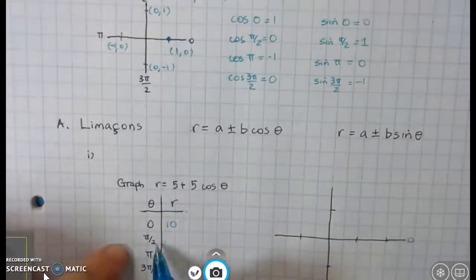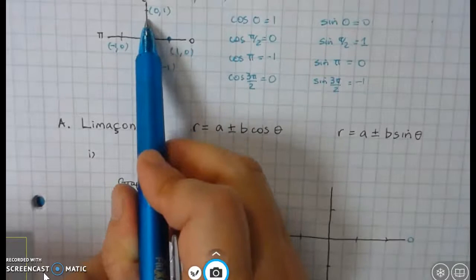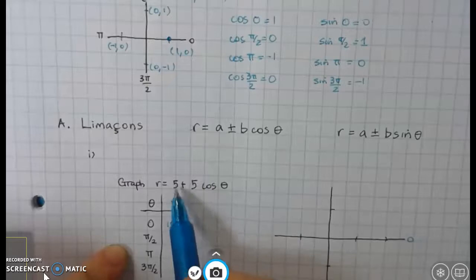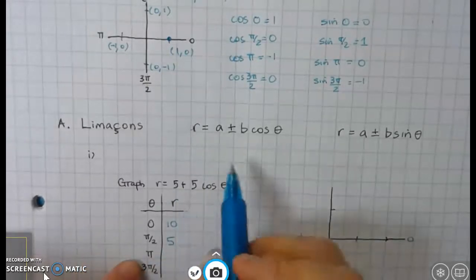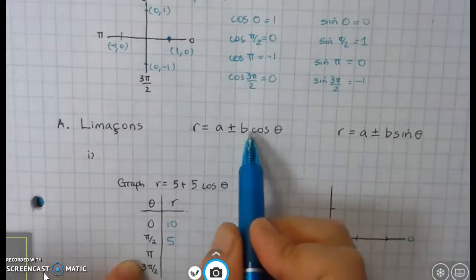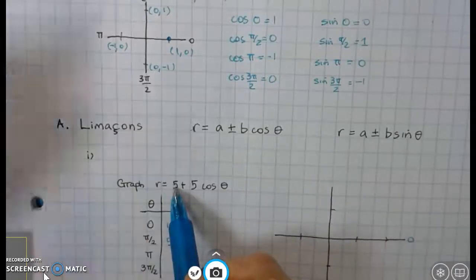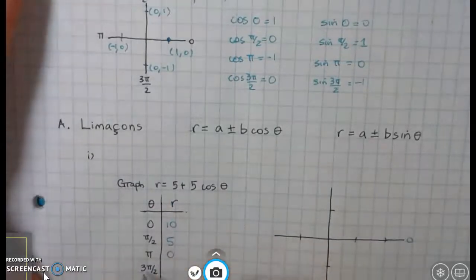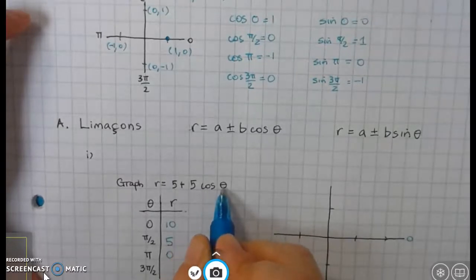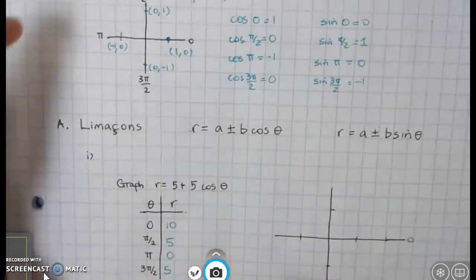Then pi over 2. What is cosine of pi over 2? That's my 90 degrees, and cosine is 0, so 0 times 5 is still 0, plus 5 is 5. And then what about pi? Cosine of pi radians, 180 degrees, is negative 1 times 5, which is negative 5, plus 5 is 0. And what about 3 pi over 2? Cosine of 270 degrees is 0, so 0 times 5 is 0, and this comes back to 5 again.